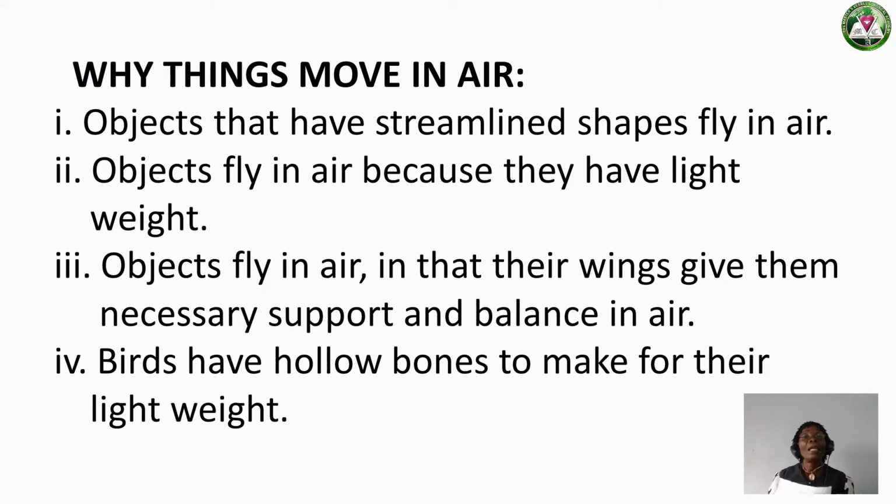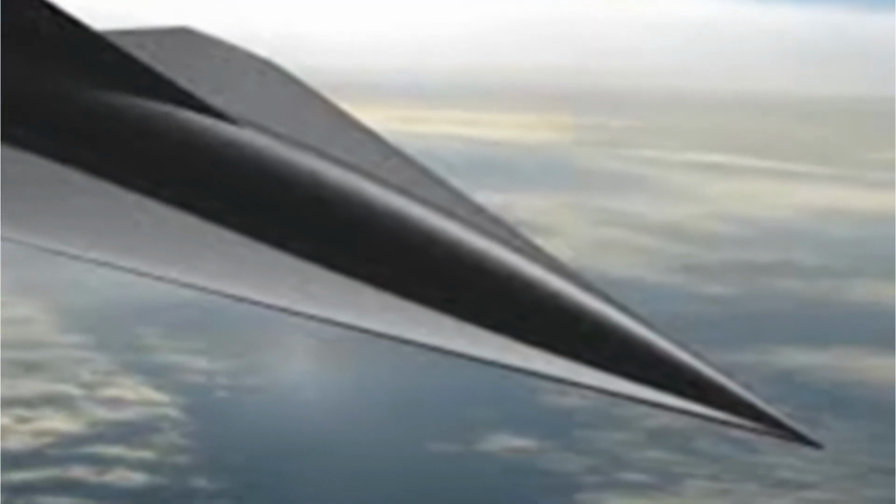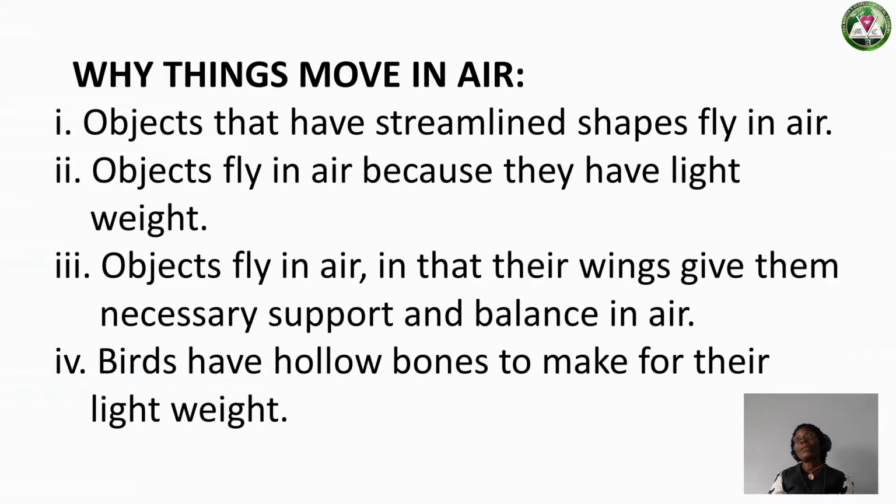Having done that, let us go to another subtopic: why objects move in air, or why things move in air. Things that move in air have streamlined shapes. Without streamlined shapes, objects cannot move in the air. Ask yourself, what is streamlined? For an object to have a streamlined shape means that the object has a smooth body or smooth shape that will make the object move.